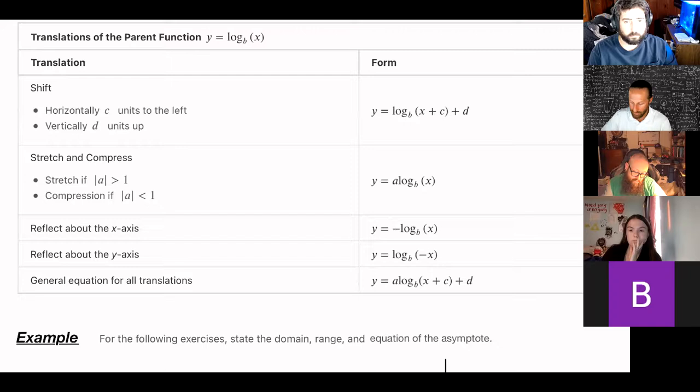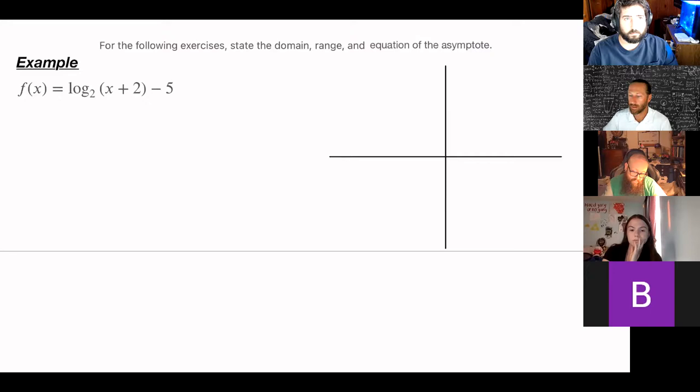If you guys want to do an example, we can. Totally up to you. Otherwise, we can go ahead and call it good for today. You guys want to do this one? Yeah, please. Sure. Yep. Should be pretty quick, right? Let's do it.